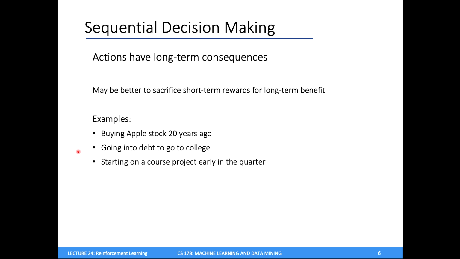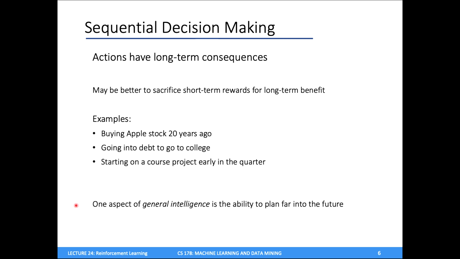You might, in a similar vein, go into debt to go to college. So you make a sacrifice to eventually get a degree and hopefully a job afterwards. Another very relevant example is starting on a course project earlier rather than later. You sacrifice a Friday night by getting part of your project done, but the long-term benefit is you don't have to pull an all-nighter in finals week. So there are lots of examples of this in the real world where you need to think long-term about the actions you take because they have very long-term consequences.